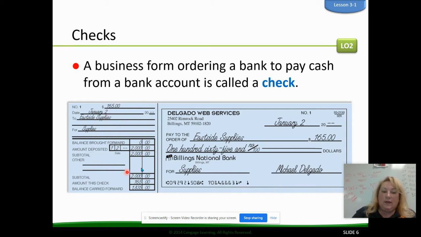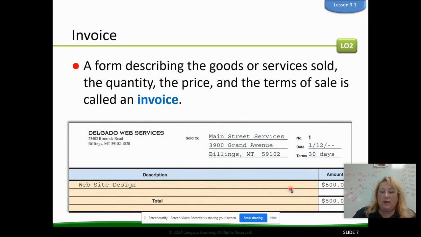Over here on this side is our check stub. You guys are going to learn how to fill those out in chapter 5. And then over here, you'll learn how to write the check. That's the actual check. So a check is one form of a source document for us.